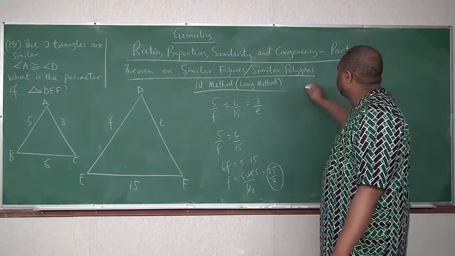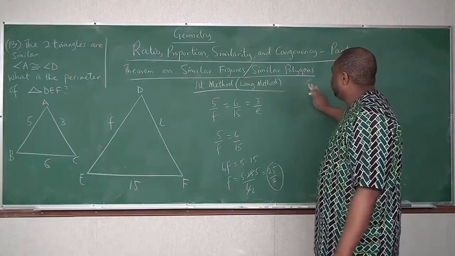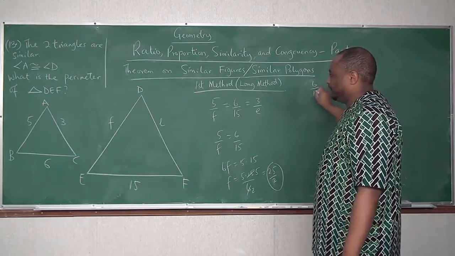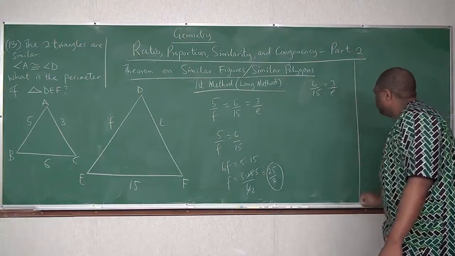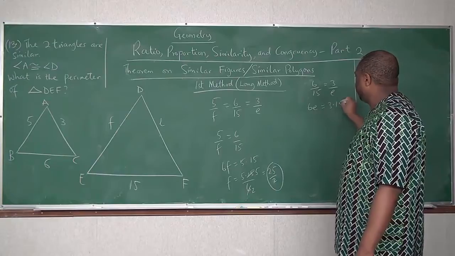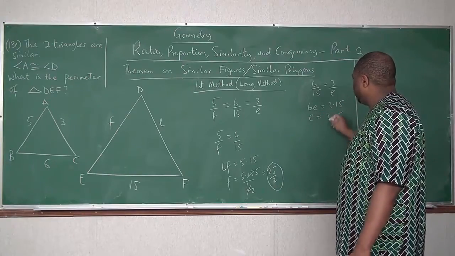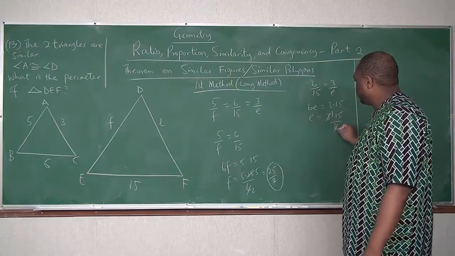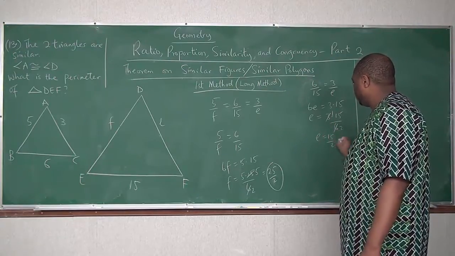And then we can also do 5 over f equal to 6 over 15, 6 over 15 equal to 3 over e. So 6e is 3 times 15. e is 3 times 15 over 6. 3 into 3 is 1, 3 into 6 is 2. So e is 15 over 2.